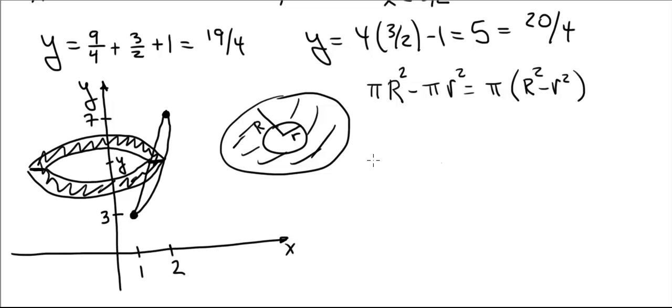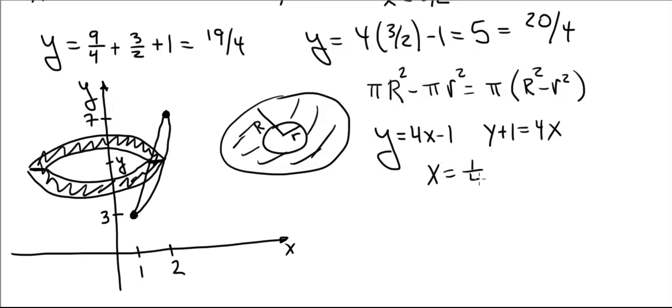Right now the functions are expressed for y in terms of x. We have to change that to express them for x in terms of y. For the line, it's not that hard to do. We add 1 to both sides. y plus 1 is 4x. x equals 1/4 y plus 1/4.